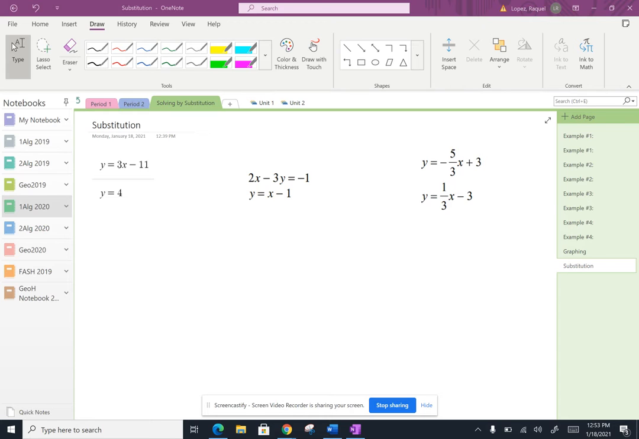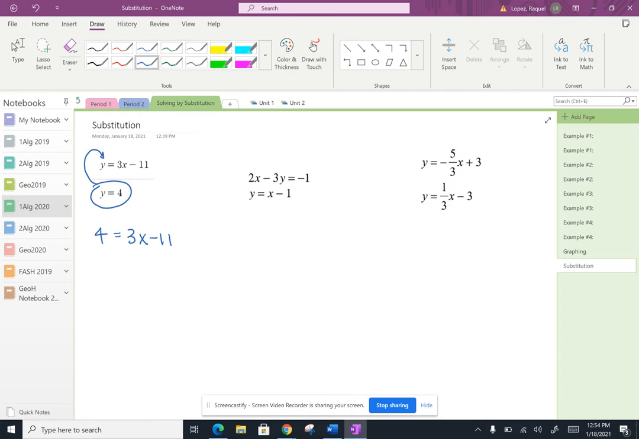So we've got two equations. For the first one, we've got y equals 3x minus 11, and the other one just says y equals 4. If we're using substitution, what's nice is we already know one of our values. One of our values is 4. That's the value for y. So I'm going to plug that in for y into the first equation. So I'm going to have 4 equals 3x minus 11.